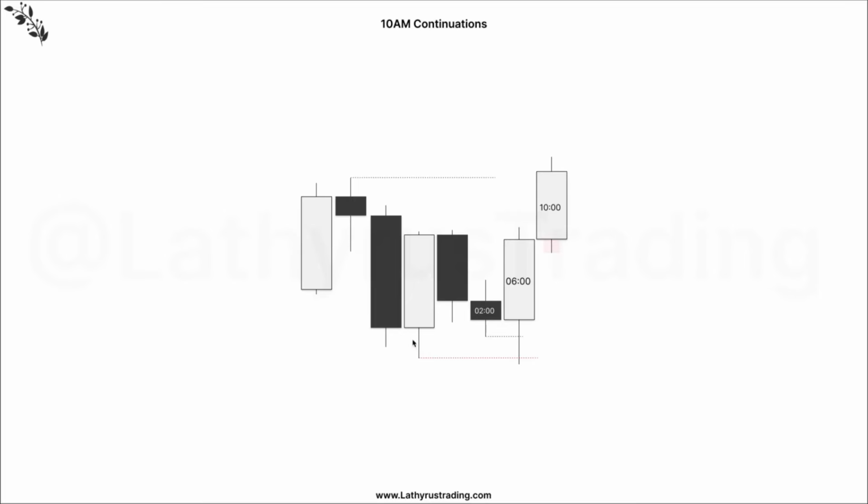Again, going back to that universal model basis of now we swept ERL and we want to see it trade back to ERL. As you see, the 6 a.m. candle opened low, swept that 2 a.m. candle's low, puts that reversal signature, fails to take that drawn liquidity. So then you could expect 10 a.m. to open and give you an opportunity to then trade towards this ERL.